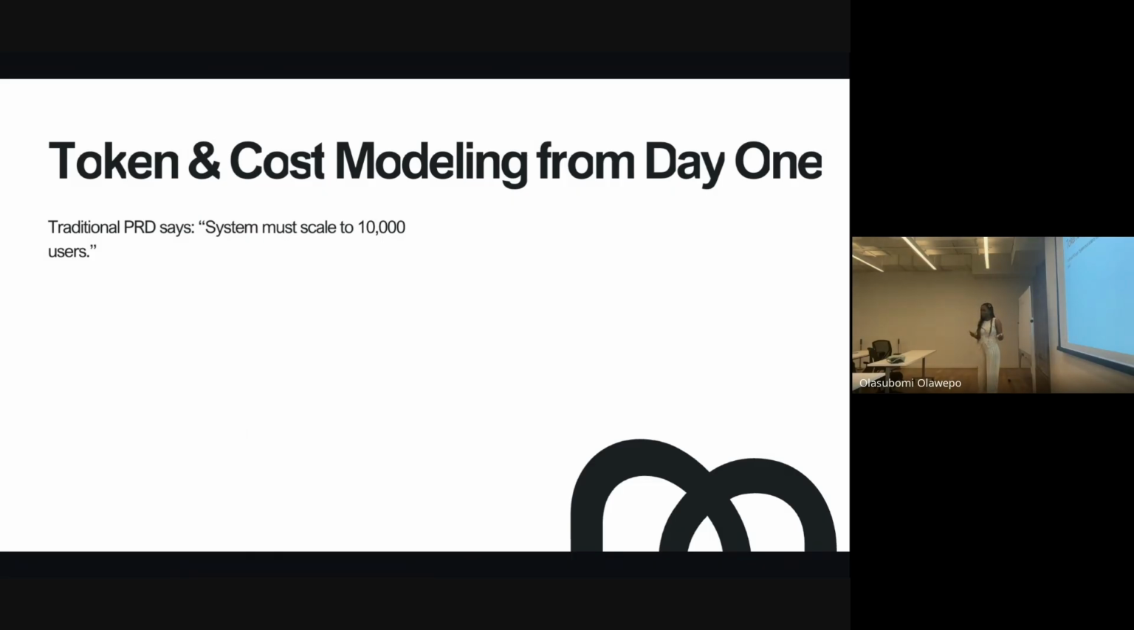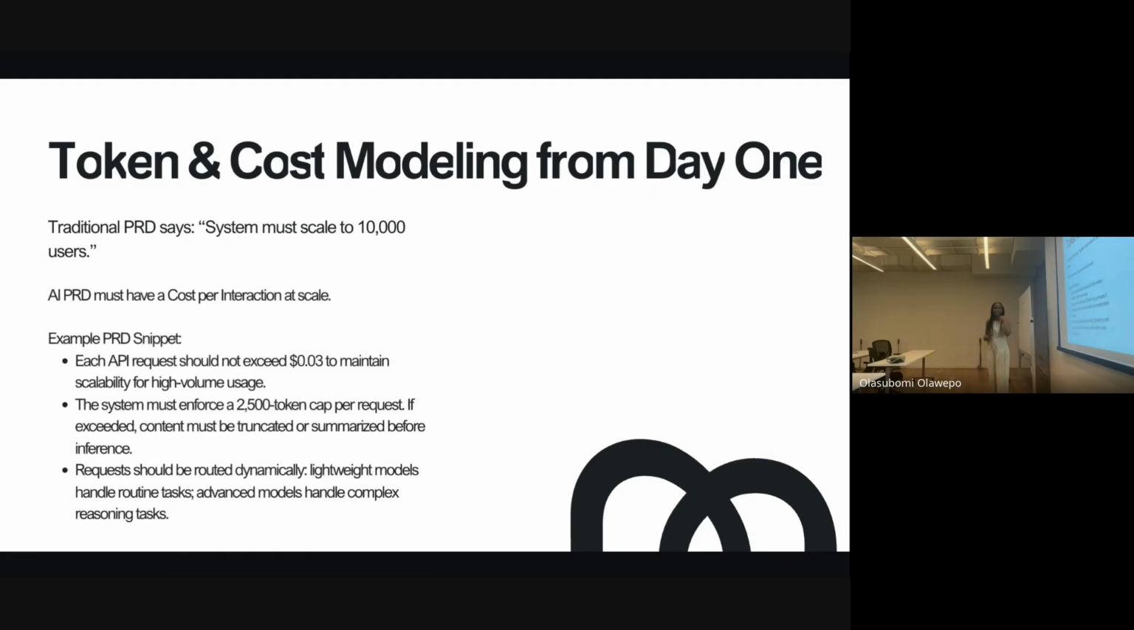So a traditional PRD is like, hey, we want our systems to be able to take on at least 10,000 users. Remember, it's probably not going to be in this language, but a little simplified for our conversation. For your AI PRD, or if you're building a product that's AI powered, supported by AI, you want to make sure you have set limits in place. For example, each API request should not exceed 3 cents. These are fake numbers, don't use them as rule of law. We should have a 2,500 token cap, and then if this is exceeded, then whatever.